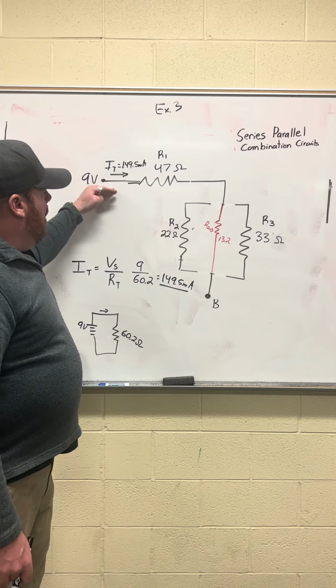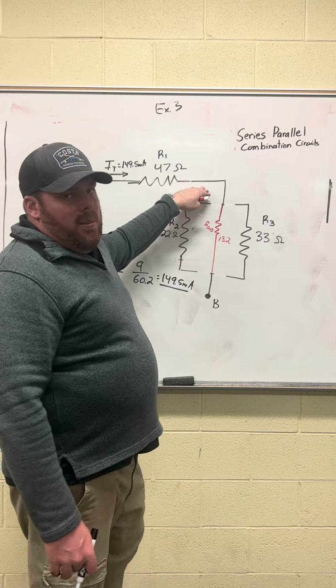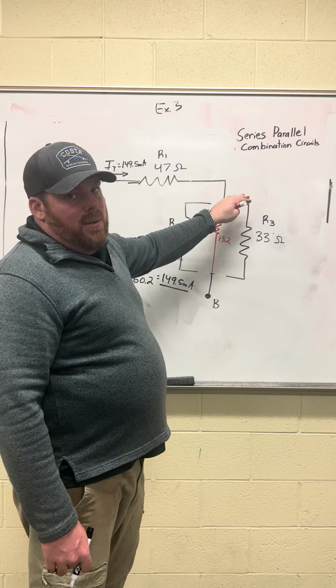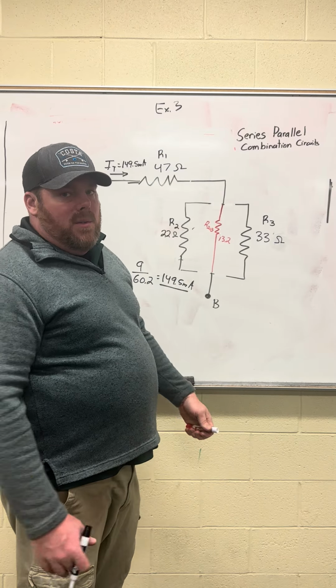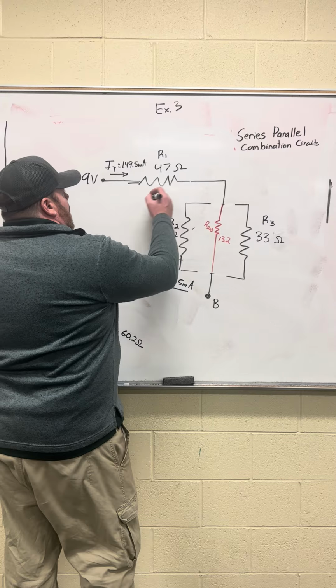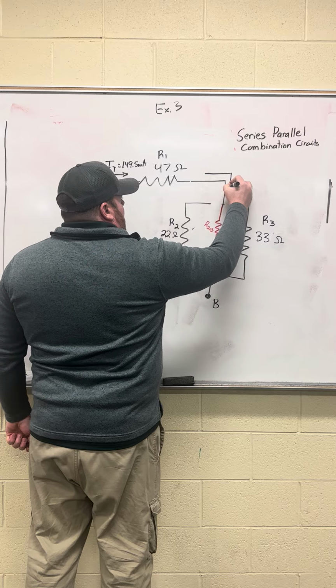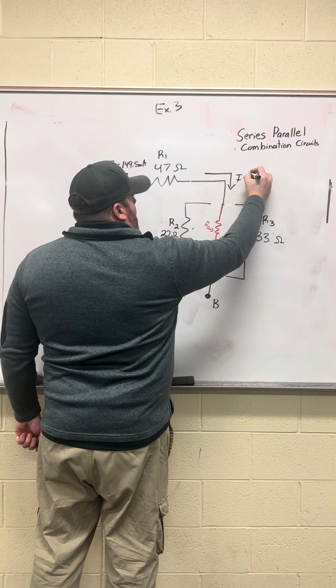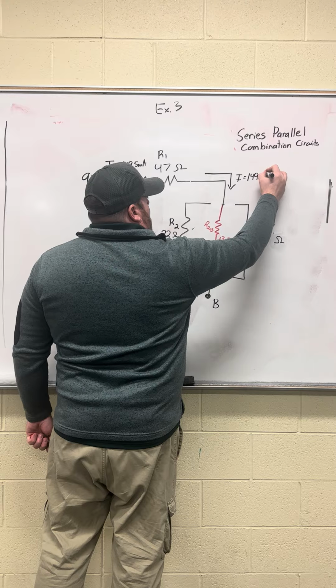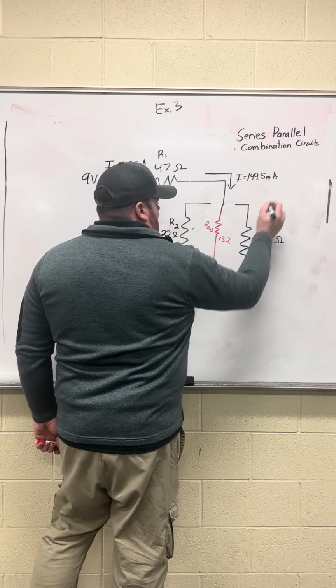So that means that the amount of current going into this resistor has got to be equal to the amount of current coming out of it. Since it's in a series, one path, there's only one way for the current to flow. So we also know that the current coming through here would also be equivalent to 149.5 milliamps.